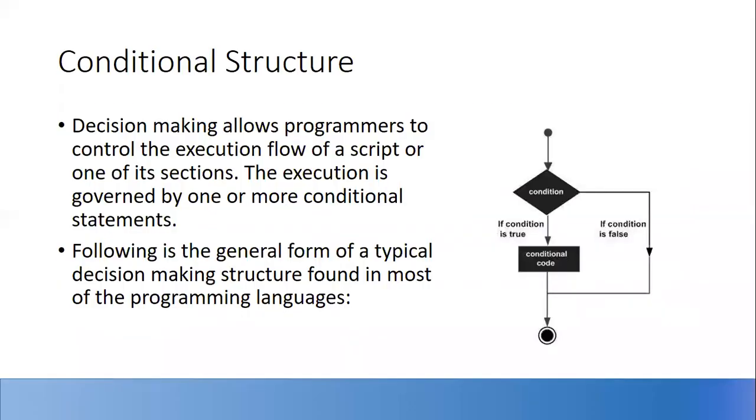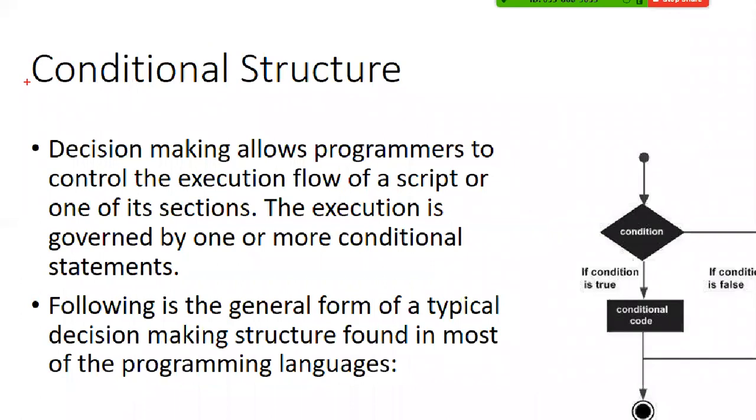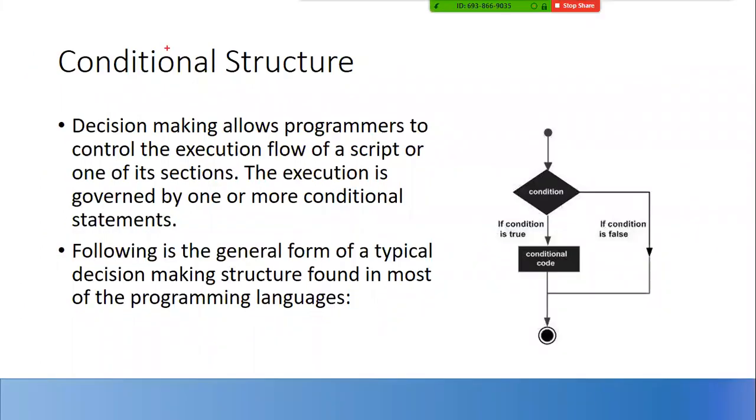When you talk about a conditional structure, you want to execute some statements based on a certain given condition, so we use a conditional structure. Decision making allows programmers to control the execution flow of a script or one section of the script. The execution is governed by one or more conditional statements. The following is a general form of a typical decision making structure found in most programming languages.